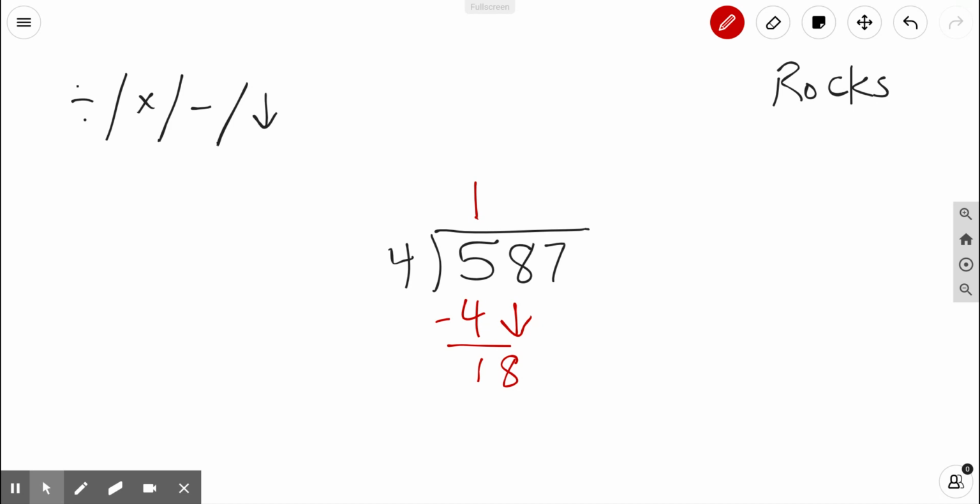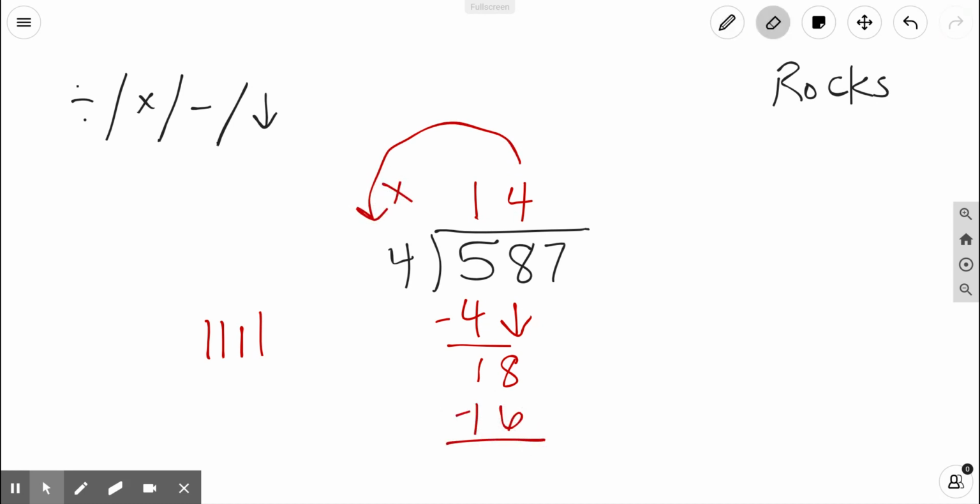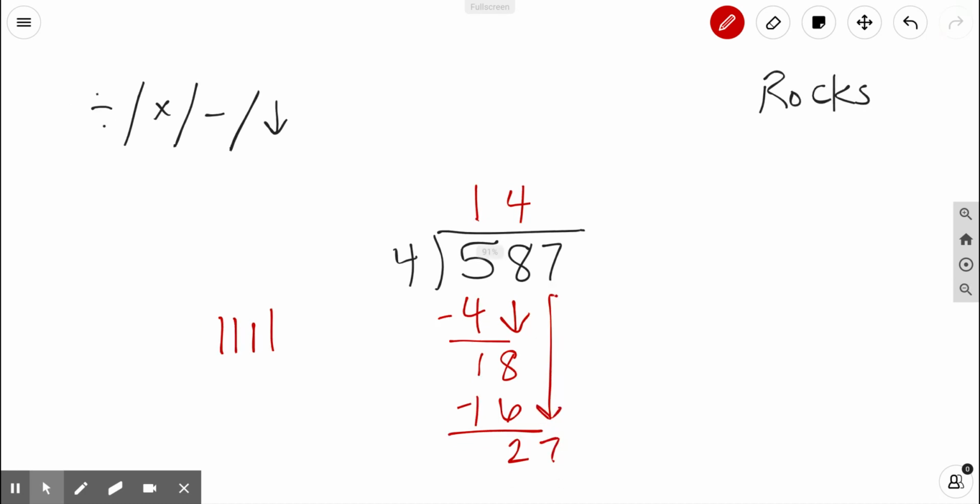How many times can 4 go into 18? Here I'm going to count by 4s. 4, 8, 12, 16, 20. Okay, 20 is too high, so I'm going to get rid of that last tally mark, and I have 4. So I'm going to put the 4 above the 8. 4 times 4 is 16. And now 18 minus 16 is 2. I'll put my 2 down here. 4 cannot go into 2, so I'm going to bring the 7 down. And my new number is 27.